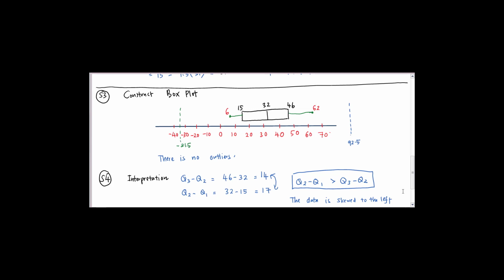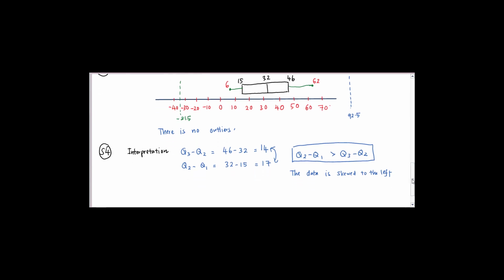The last part of the interpretation is to determine whether it's skewed to the left, skewed to the right, or almost symmetric. From here, we can figure out the distance between the left box and the right box. The right box is the difference between Q3 and Q2. The left one is Q1 and Q2. We found that Q2 minus Q1 is 17, which is slightly larger than Q3 minus Q2. So the conclusion is that the data is skewed to the left. If you want to double confirm, you can figure out the Pearson coefficient. You will find that you also obtain the same solution. So this is how we do the interpretation.